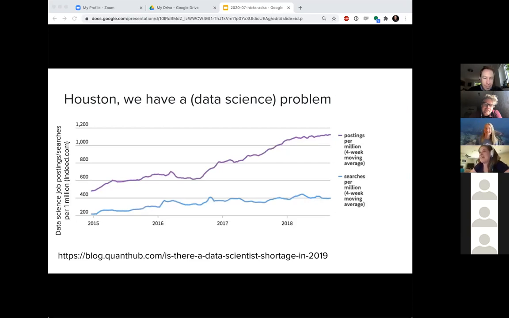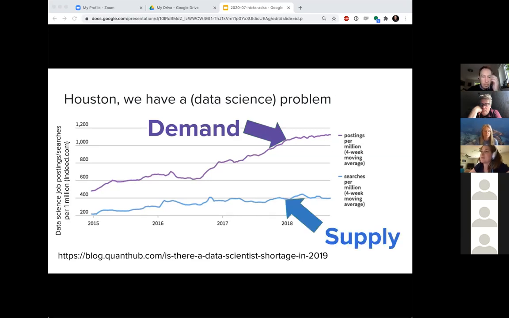So I motivate this with data science as being a really big problem. So here are the number of data science job postings and searches per 1 million on Indeed.com across years from 2015 to 2019. And the purple are the postings. So these are the companies that are interested in hiring individuals. And then the blue are the people who are searching for those jobs. And what that means, if you translate that in an economic sense, is that this is the demand. So this is what's in demand in terms of people needing to be filling roles to analyze data. And this is the supply. And so we have a shortage.